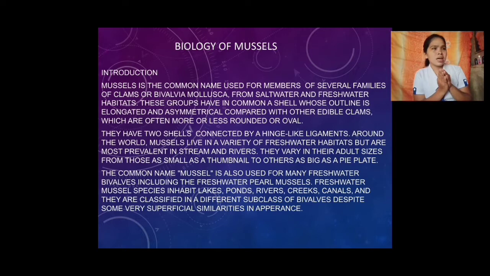Ang tawag sa kanang shell nga ni attach sa isa ka mussels gitawag di siya og hinge-like ligament, siya gitawag og kanang beak. Ang kanang the size of mussels depende sa anay press kadagkoon sa thumbnail, gagmay mus ang uban kay kanang or pie plate.